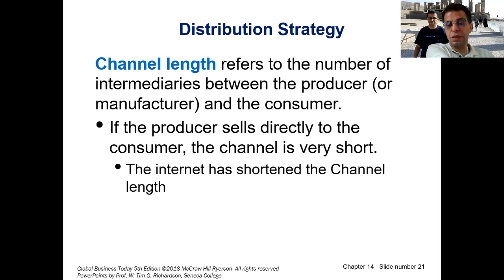The distribution strategy length, the channel length, refers to the number of intermediaries between the producer or manufacturer and the consumers. How many intermediaries, major importer, and then probably distributors, and how many inventories, as we saw, is there. If the producer sells directly to the consumer, the channel is very short. And that affects the marketing, the campaign, the product. And the internet has shortened, as we know, the channel length. Now in Canada, you can sell as far as South Africa.